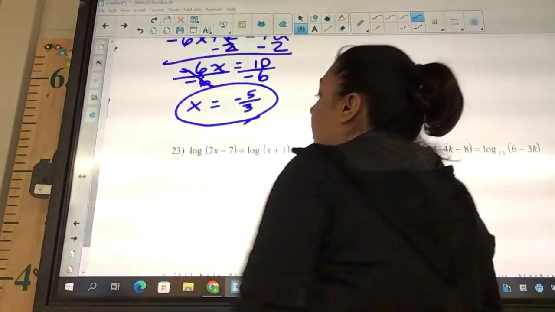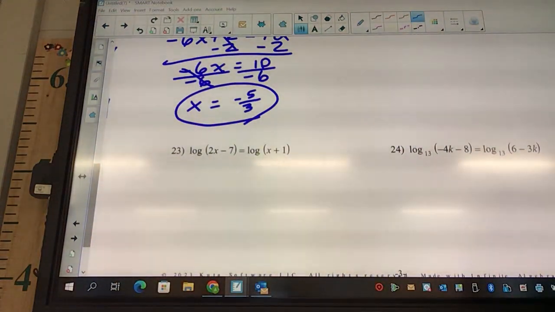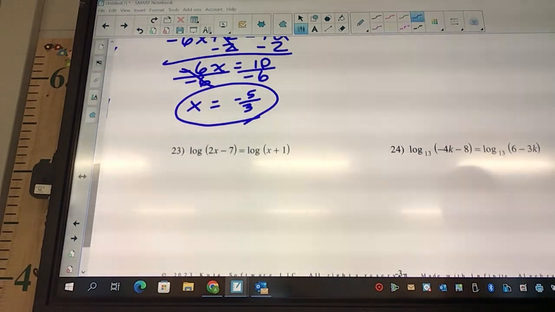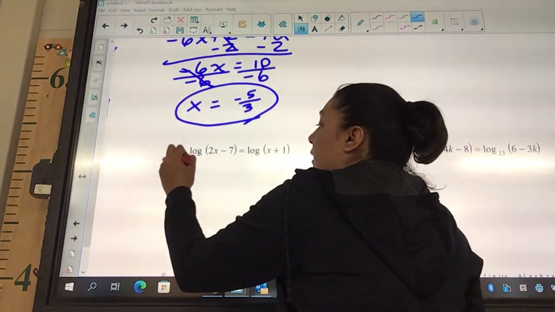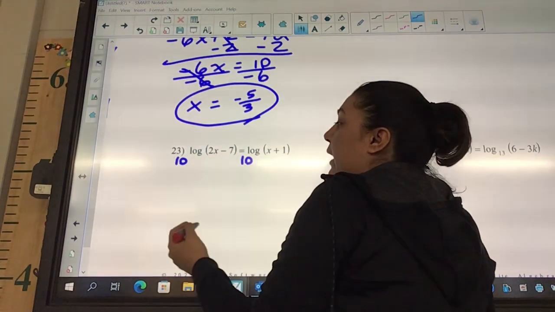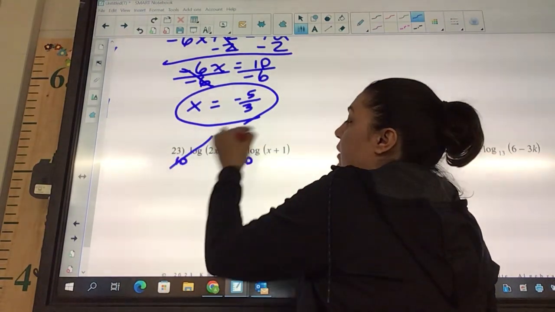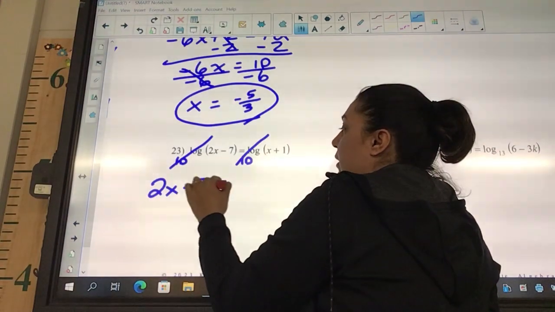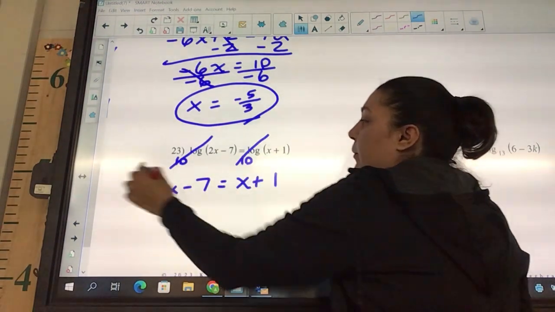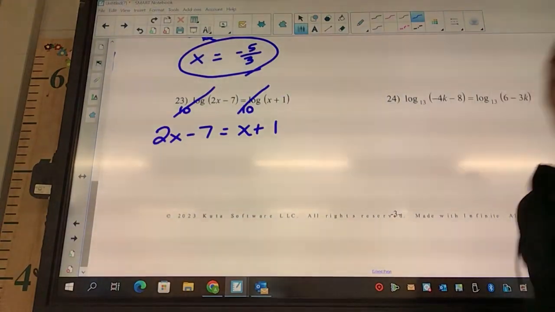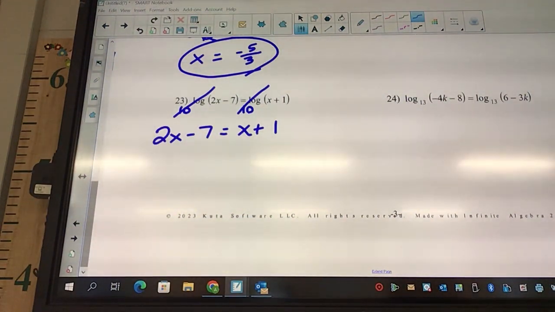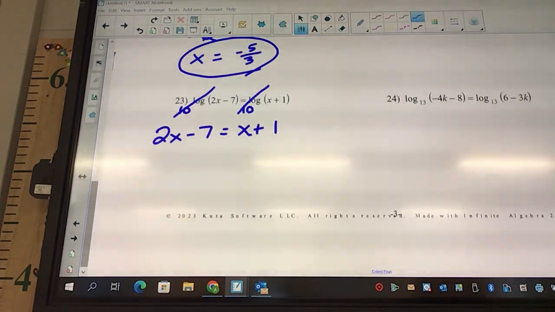Okay, 23. What power are we going to raise this to? 10, right? There's no number there, so it's a 10. We're going to do that on both sides. Really what this does is this cancels and it makes that cancel. So you're left with 2x minus 7 equals x plus 1. This is the hardest of the three simply because there's letters on both sides. So what needs moved?